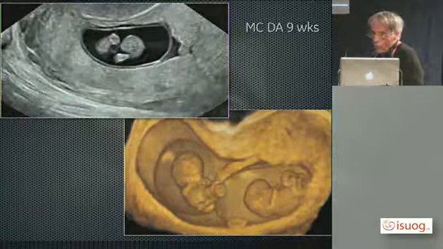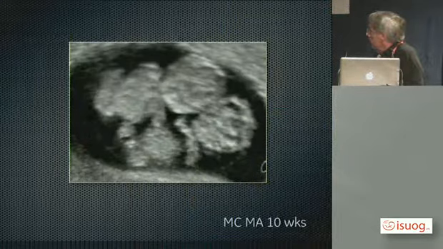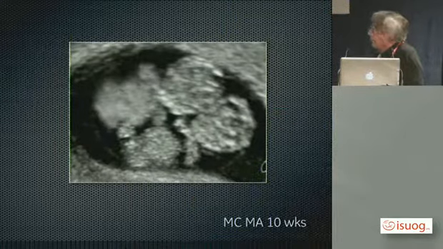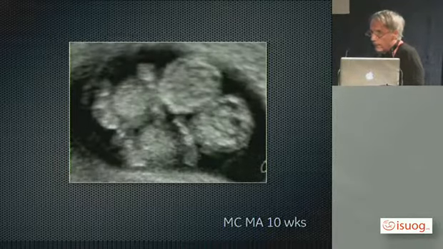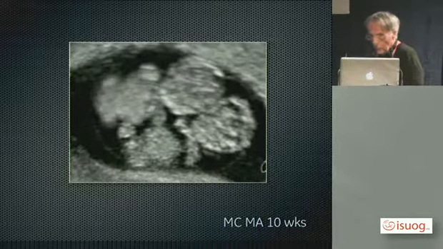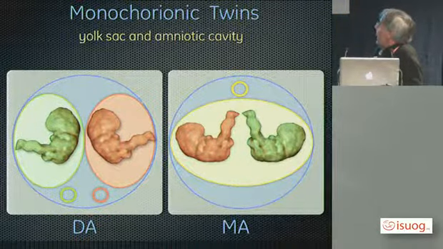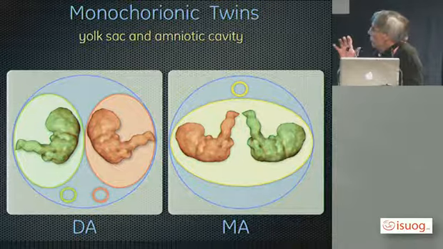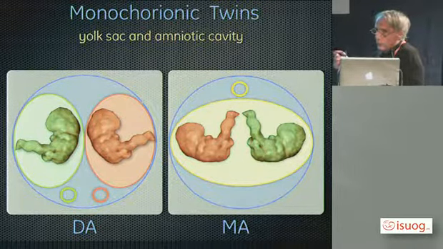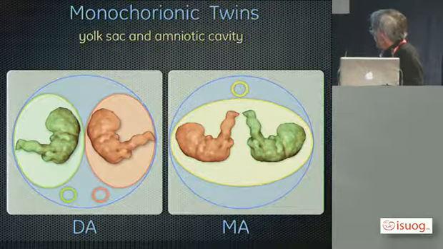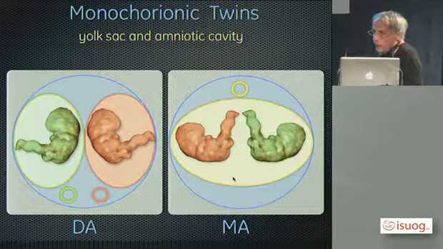And this is an old case because it's not so easy to have it early in the pregnancy. It was a monochorionic, monoamniotic twin pregnancy with the 2 twins inside the same amniotic cavity. So what is the relationship between the yolk sac and the amniotic cavity? This is a normal aspect. If you have 2 yolk sacs, that means you will have 2 amniotic cavities. And if you have only 1 yolk sac, that means you will have 1 amniotic cavity.